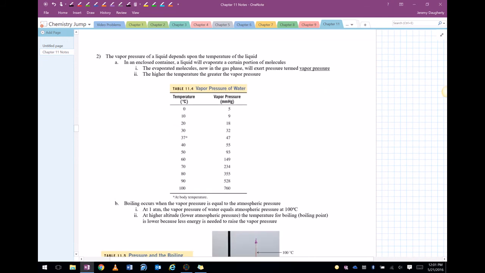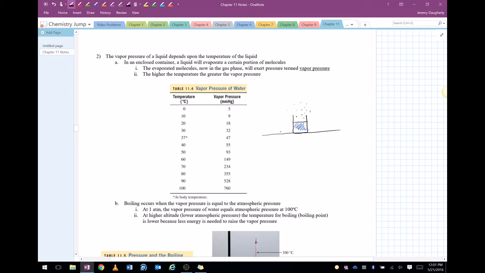Now, let's introduce this idea of vapor pressure. Here's a beaker, and that beaker is full of water. We already know that molecules are going to escape that water. They're going to evaporate off the surface, regardless of the temperature.